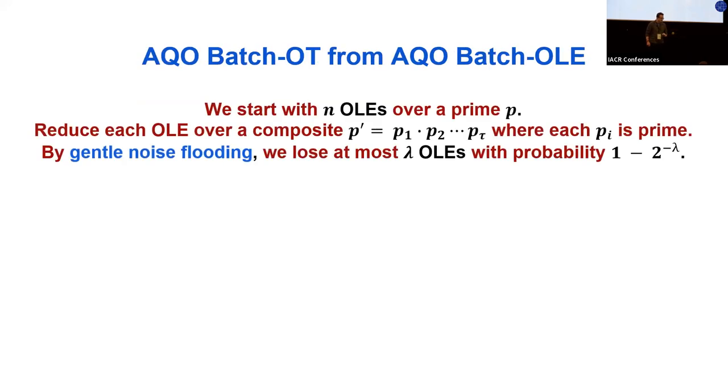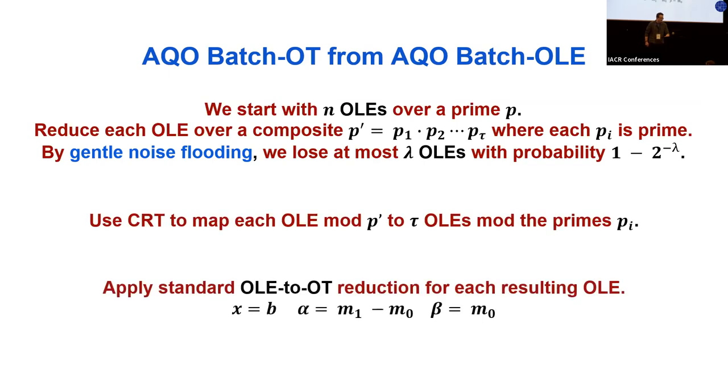So then just very briefly, the way that we get batch OT from batch OLE is we start with n OLEs over some prime p, and then we factor this composite that's slightly larger than p, and then we reduce over this composite, and this gives us tau OLEs mod each prime, and then we convert each OLE to an OT using the standard reduction.